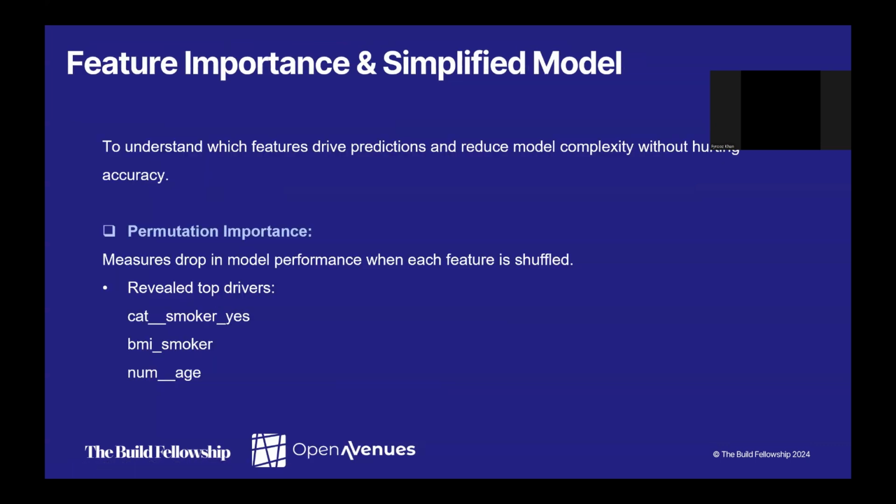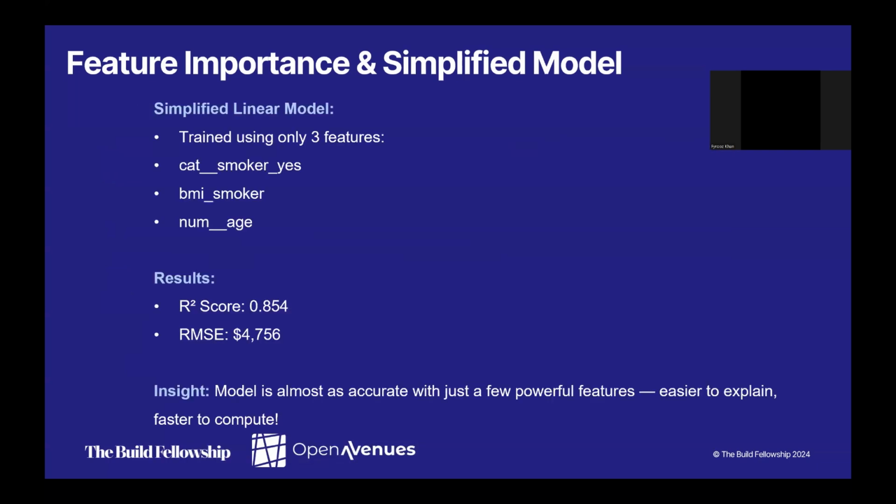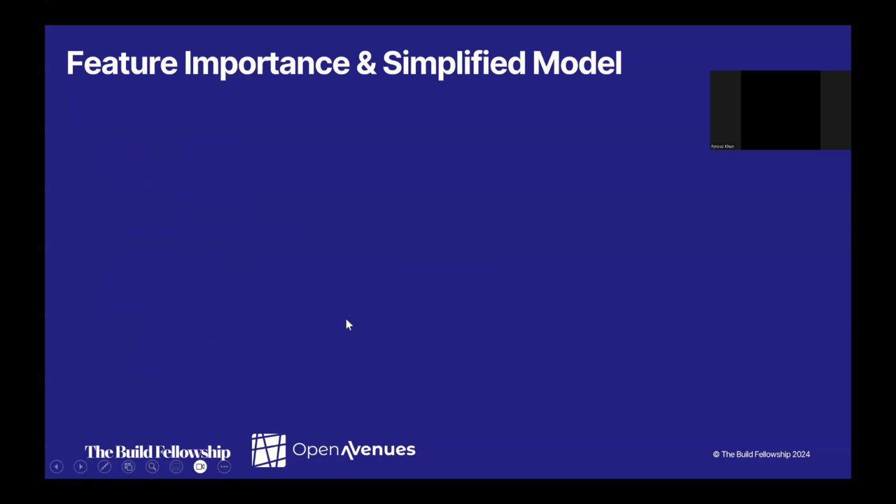Next, I used permutation importance to measure each feature's contribution by observing how shuffling them affects accuracy. So found out that smoker status, BMI, and age stood out. I then created a simplified model using just these key features. And impressively, the smaller model achieved R-square of 0.854, and RMSE was also close, which was almost as good as the full model.